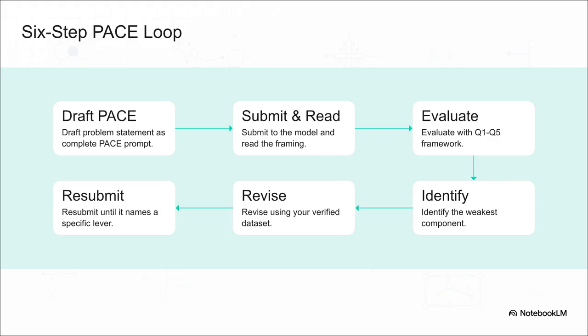First, draft your problem statement using the full PACE framework: problem, action, context, expectations. Submit it, read the output really closely, and evaluate it using our Q1 through Q5 framework. Identify the absolute weakest link, revise it using your verified dataset, and resubmit. You just keep cycling through these steps until it finally crosses the threshold into being truly actionable.